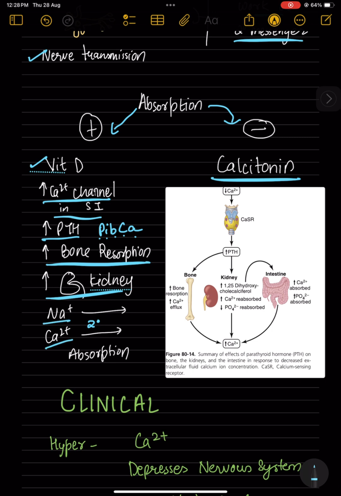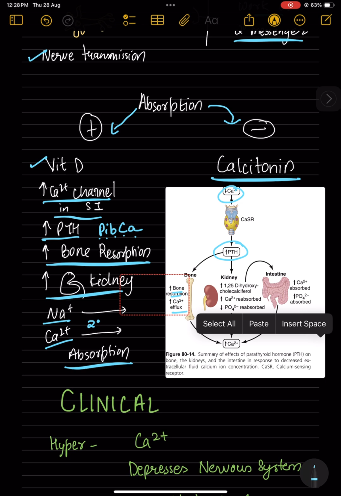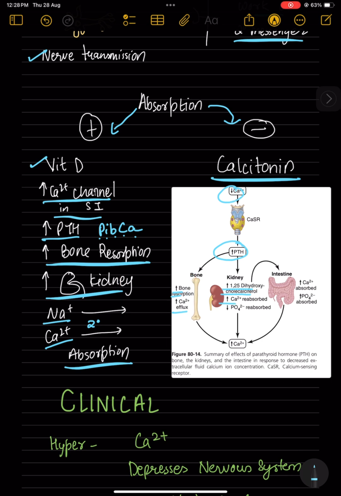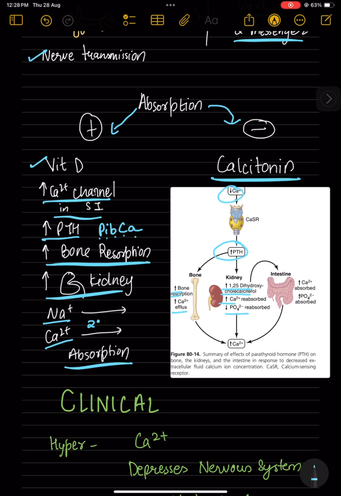As a little summary of it, decreased calcium level is its main stimulant, hypocalcemia. It leads to release of parathyroid hormone from the parathyroid gland, works on bone, increases resorption, and increases calcium efflux. In kidney, it activates 1,25 dihydroxycholecalciferol and leads to resorption of calcium and phosphate. And in intestine, it also helps in calcium resorption and phosphate absorption.